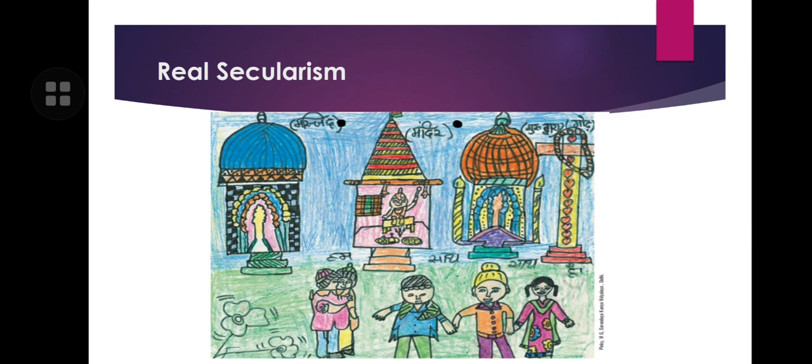Now, what is real secularism? See, this picture says it all. We can see how people are living harmoniously, celebrating festivals together, and peace is all around. So, this is what is real secularism: cooperating with one another, living peacefully, right? So, these are the basic tenets wherein we have people belonging to different religious communities living together peacefully, harmoniously, and cooperatively. So this is real secularism, and this picture says it all.